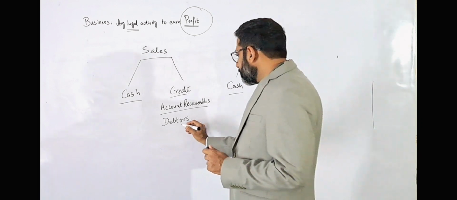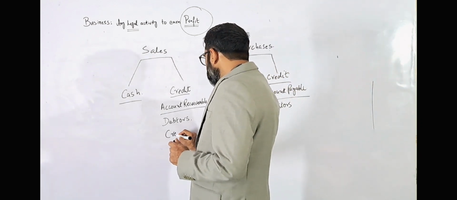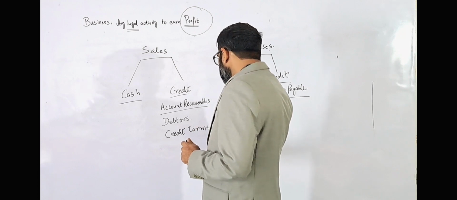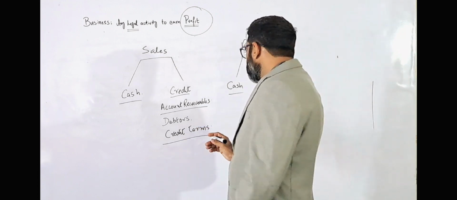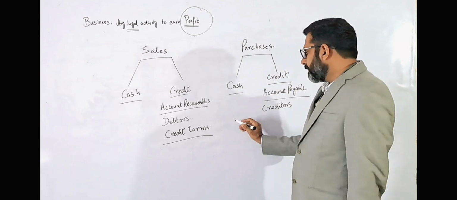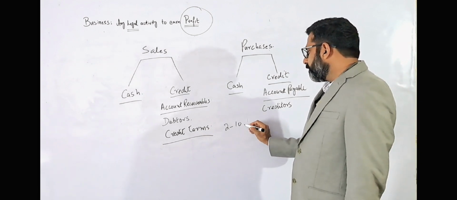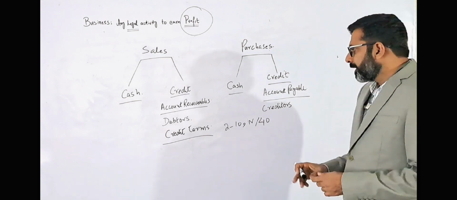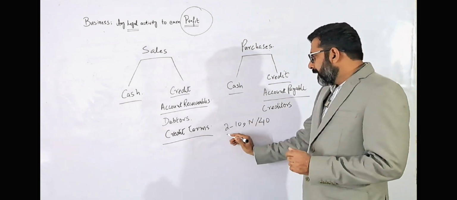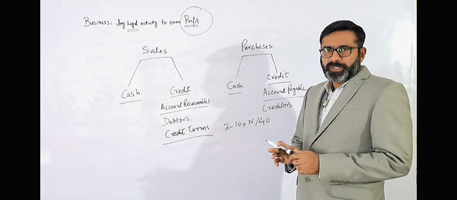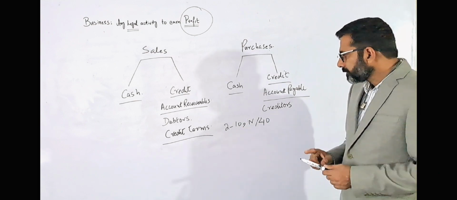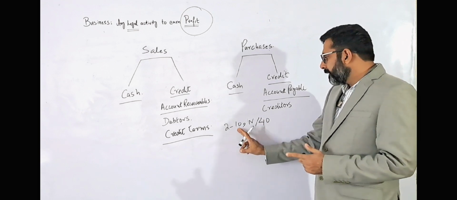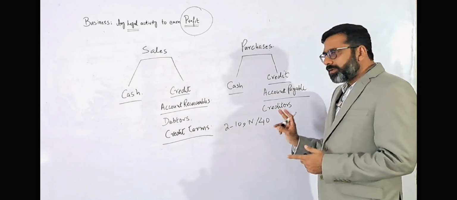So here we will discuss some of the basic concept of the credit terms. I'll just give you one example of the credit term. Like we have a credit term of 2/10, n/40 for example. So what is the meaning of this? There are 4 items that are included here. First thing, 2/10. What does 2/10 mean? And then we have n/40.